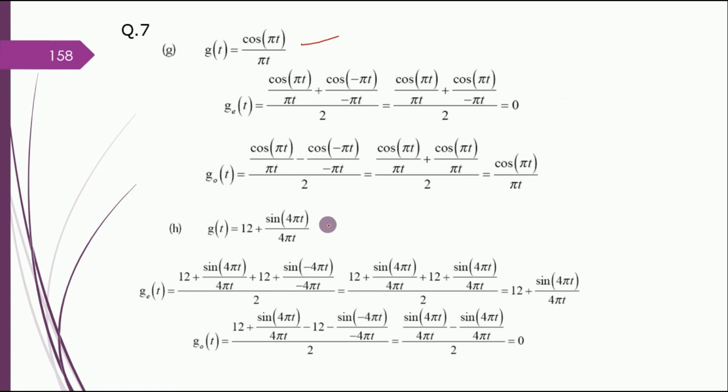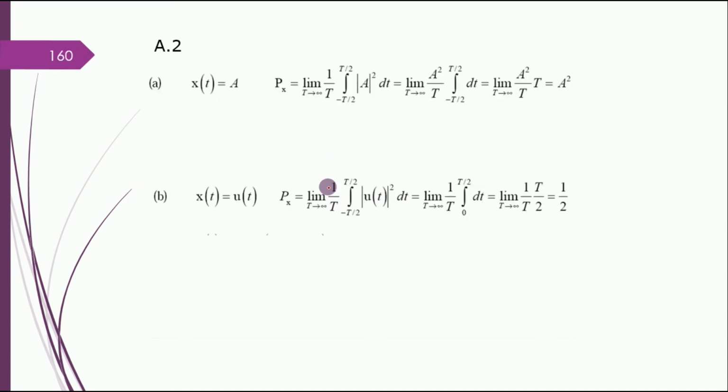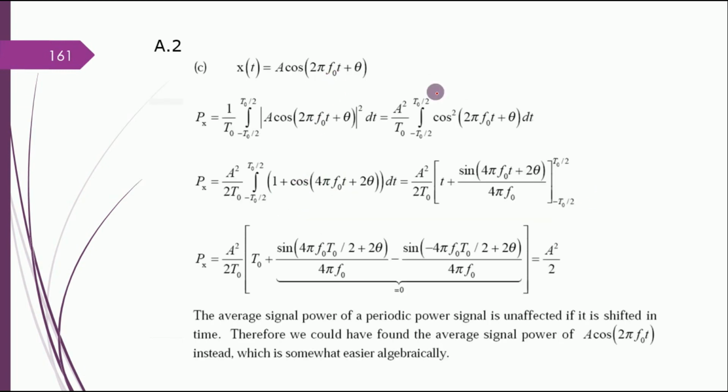Cos pi t by pi t, sine 4 pi t by 4 pi t. This is like a sinc function. Okay, so now energy and power signal calculations. Here you need to compute energy and power of signals. Wherever it is an infinite signal, go for power signal. It is an infinite signal, a power signal. Infinite signal means it goes till infinity, it is u of t. That amplitude is 1. So you should calculate the average power. Answers are given. Please compute and match with your answers.